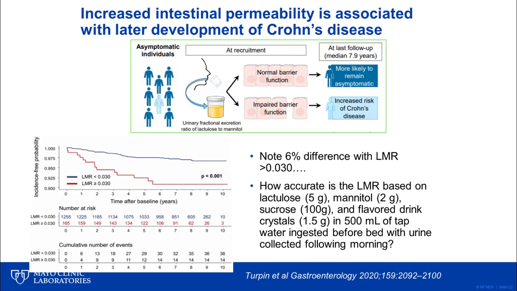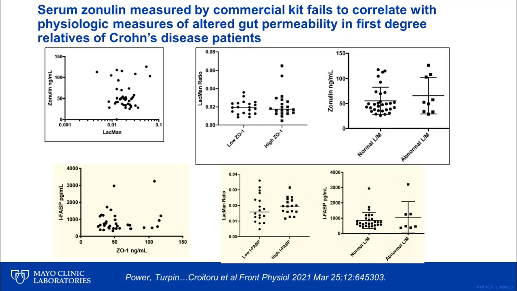So I keep an open mind about this, but if you look at the totality of the data that also came from those earlier studies by Dan Hollander and colleagues in the 1980s and 1990s, there certainly seems to be a good hypothesis that there may be a barrier dysfunction predisposition to Crohn's disease in people who are relatives of patients with Crohn's disease. This was another paper recently published, which showed that you can't use serum zonulin to predict that propensity to develop Crohn's disease, at least not using the commercial assay that's available.